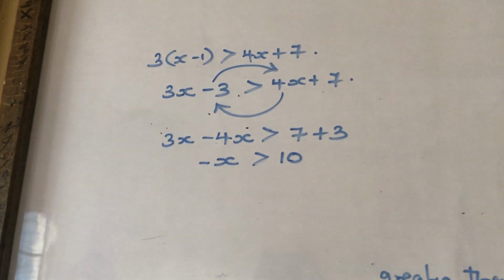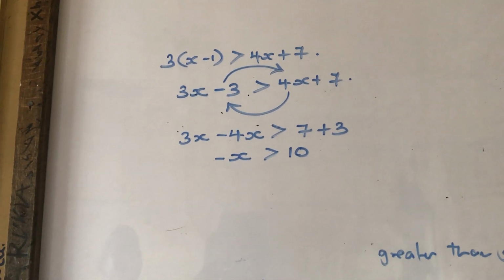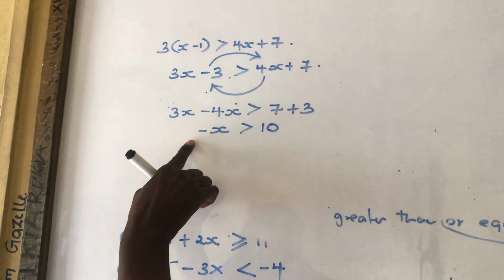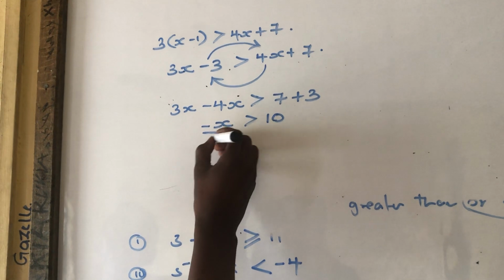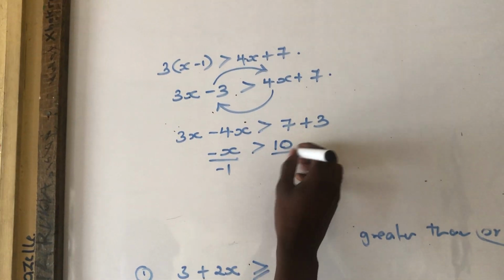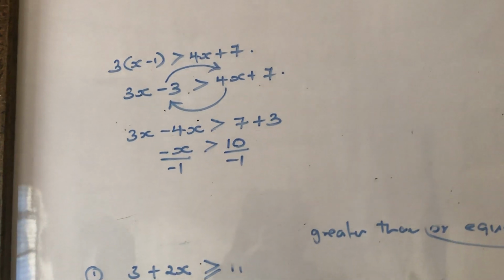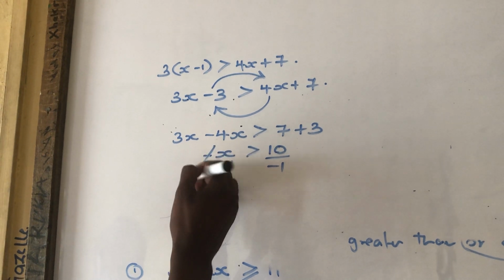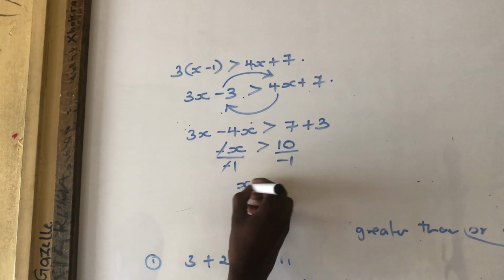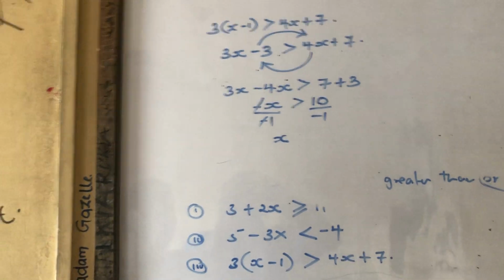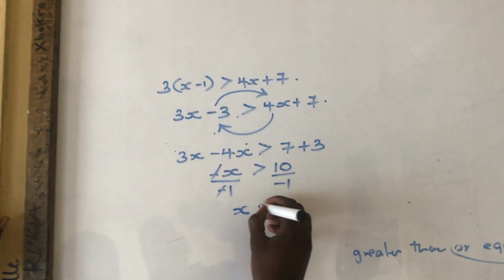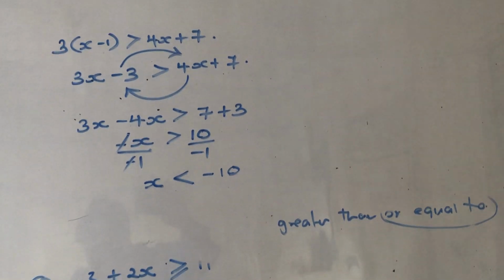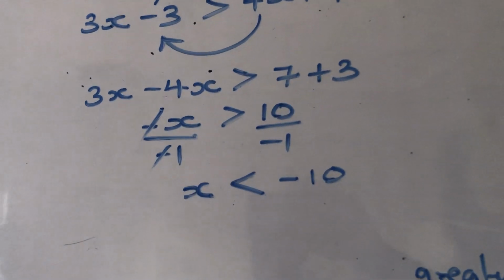The inequality is not completely solved until the negative leaves. How do we do away with the negative? I'll divide this by negative 1 and this one by negative 1. Be reminded that whenever an inequality is divided by a negative, for it to remain mathematically true, this symbol has to change to become less than. So I'll be having x is less than negative 10.